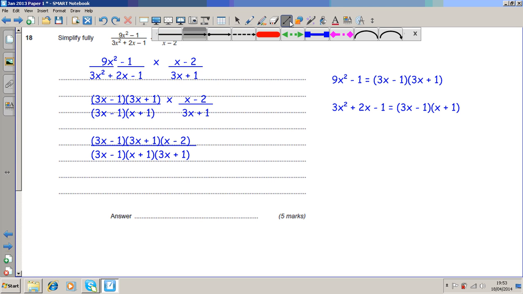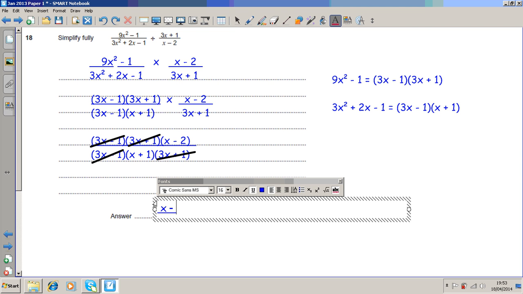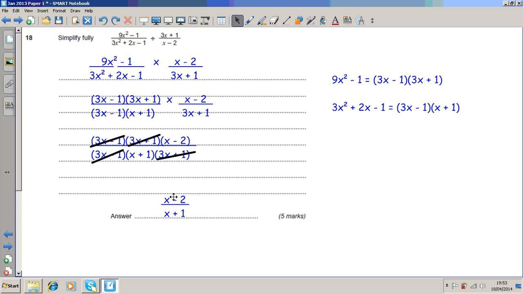And now to simplify it, we just get rid of anything that's the same. So 3x minus 1, 3x minus 1 is the same. I've got 3x plus 1 and 3x plus 1 the same. So my answer is x minus 2 over x plus 1. Winner.